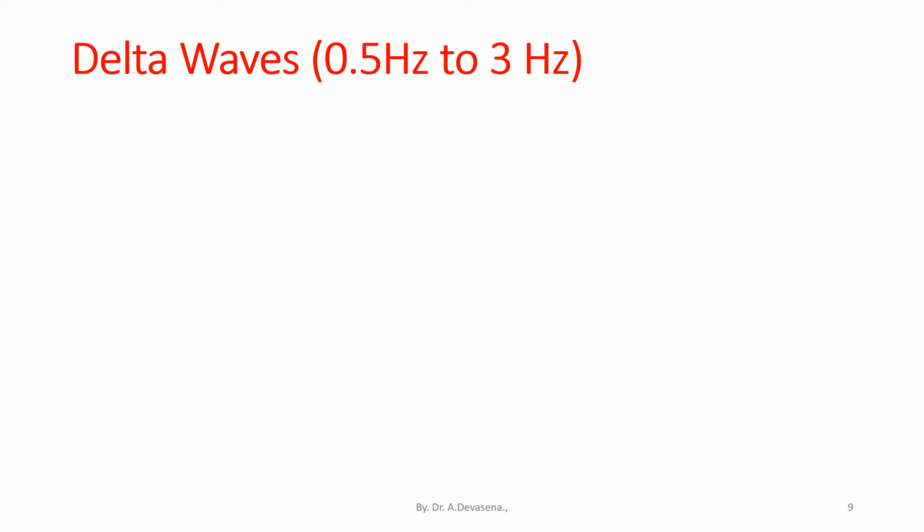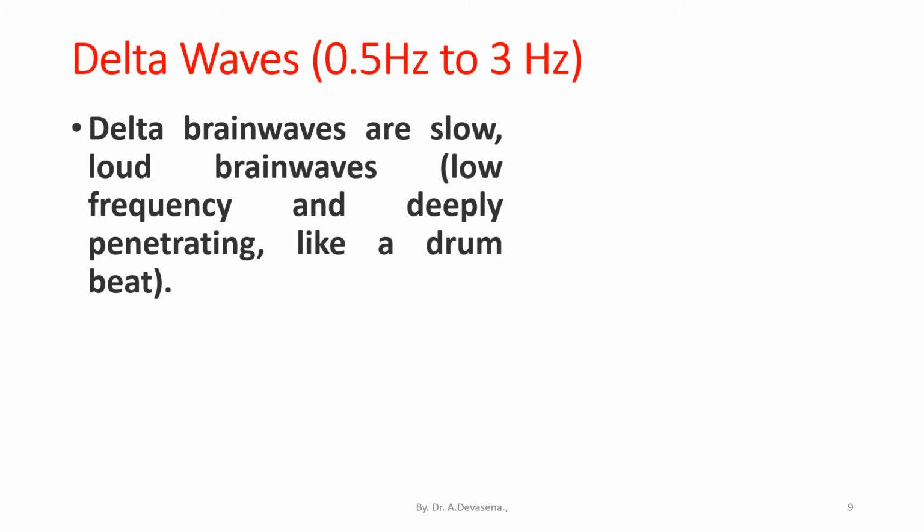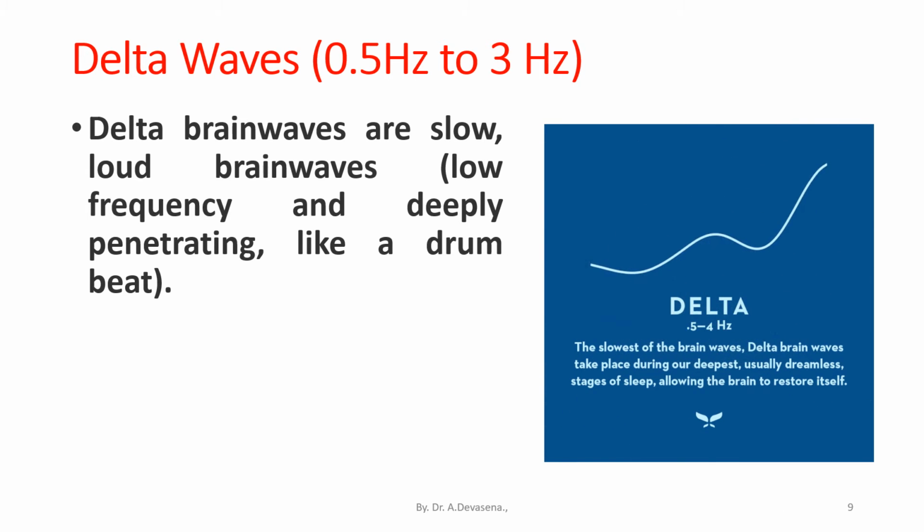Delta waves. The frequency of delta wave is 0.5 Hz to 3 Hz. Delta waves are slow, loud brainwaves, that is, low frequency and deeply penetrating like a drum beat. Here is a representation of the delta wave. The slowest of the brainwaves is the delta brainwave. Delta brainwaves take place during our deepest, usually dreamless stages of sleep, allowing the brain to restore itself.